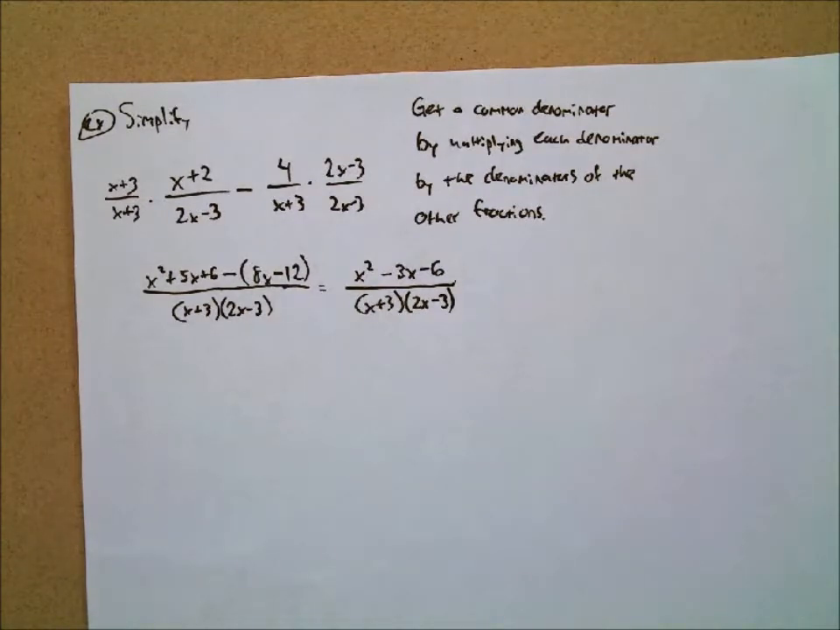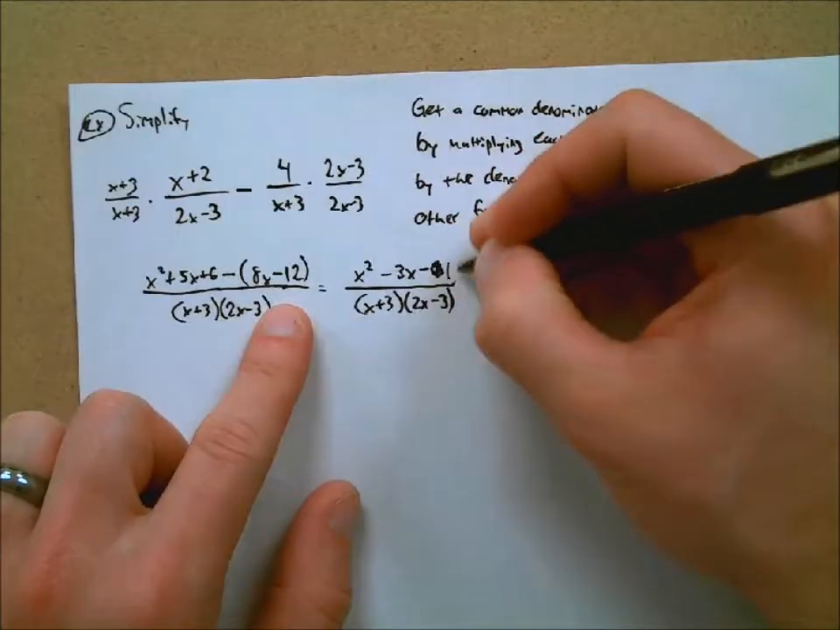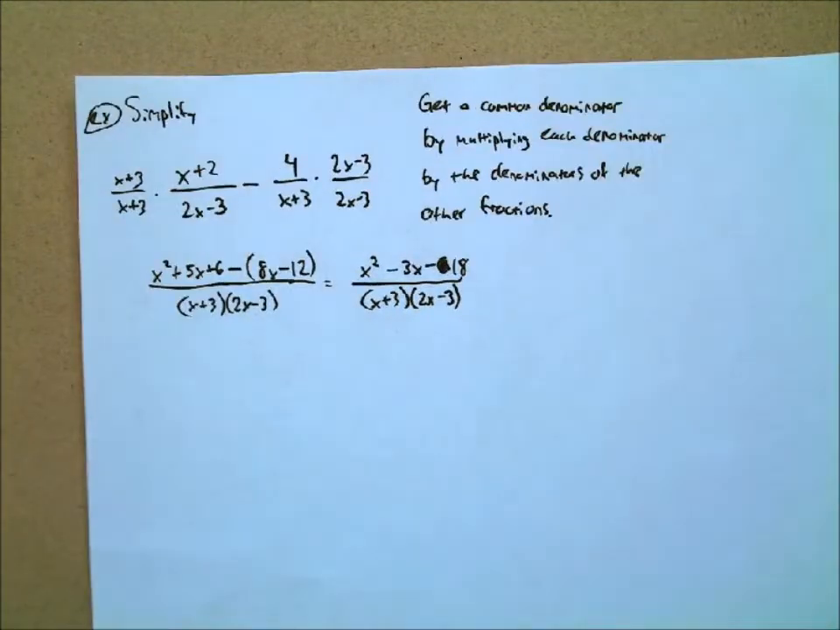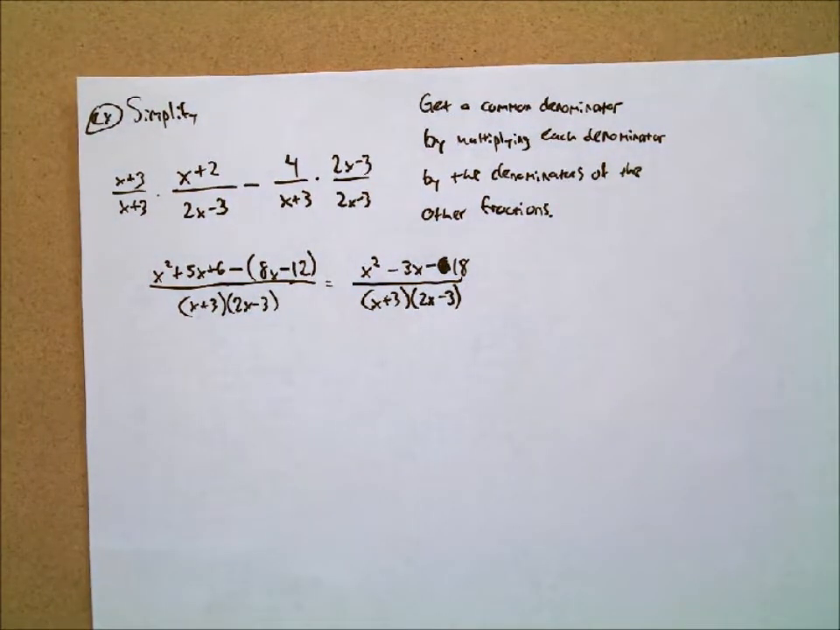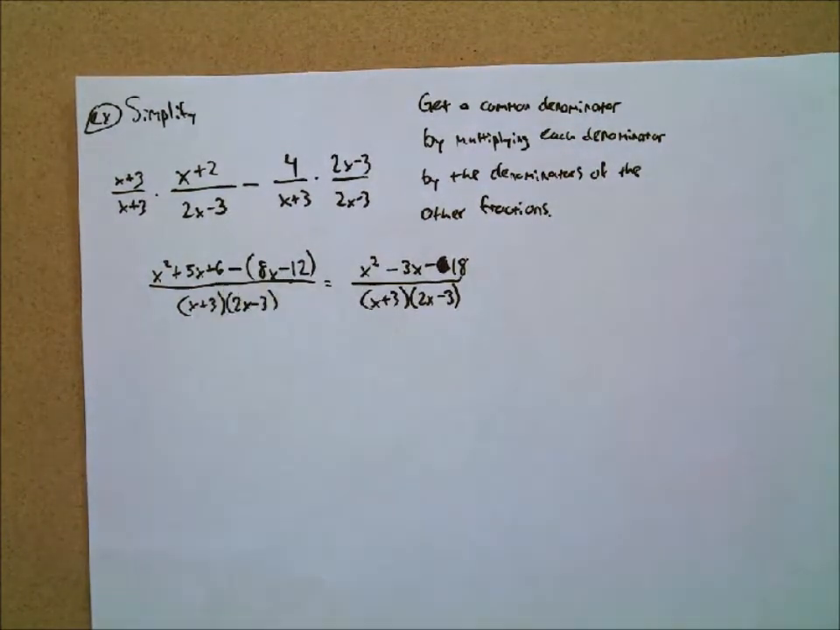I did not do my math right there. 18 is what that should be. Sorry about that. Yep. So minus 8x gives you negative 3x, and then minus a negative 12 gives you plus 12, so 6 plus 12 gives you 18. Whoopsie. Right. Can we factor that numerator?